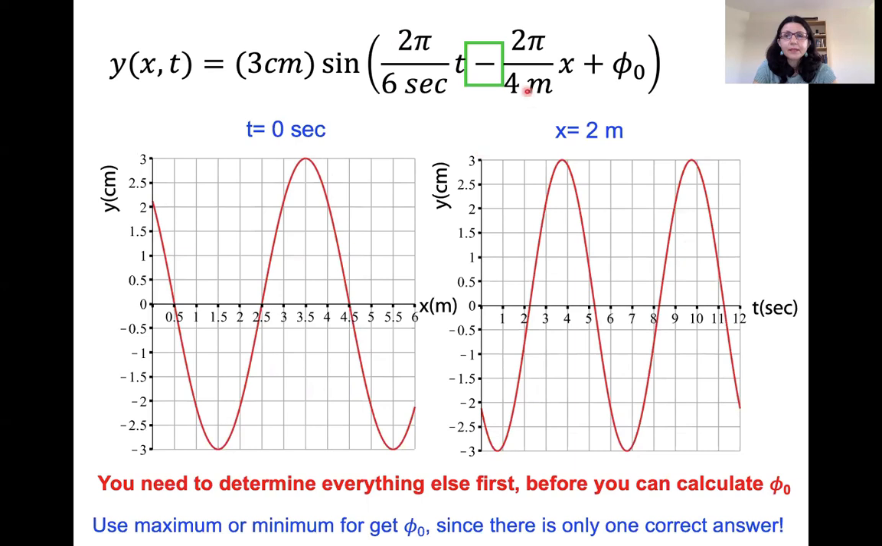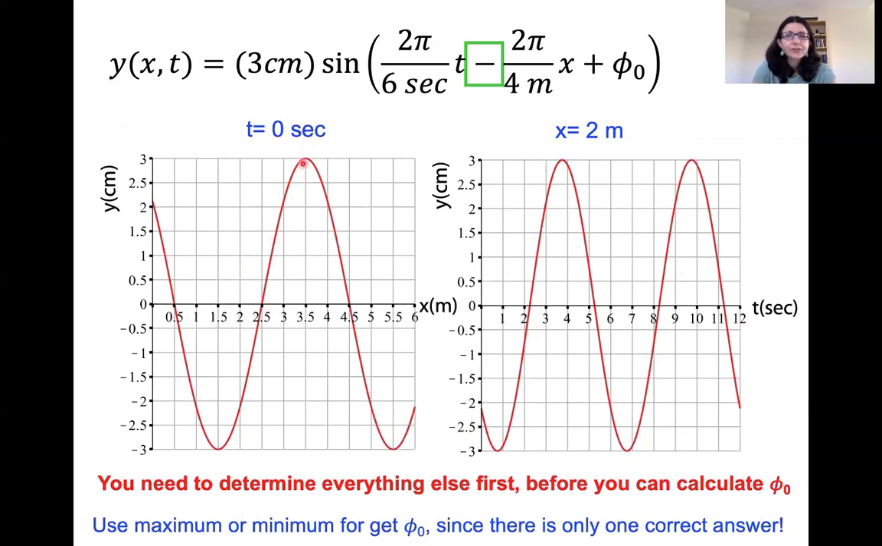Well, the best way to figure this out is to find some values of x and t where we know the displacement. If we can basically write down a number here, then we can solve for phi naught. But we have to be a little bit careful, because if we find, for example, an equilibrium point, there's more than one answer for that. For every point, there's more than one answer. For example, sine of 0 and sine of pi both give you a 0.